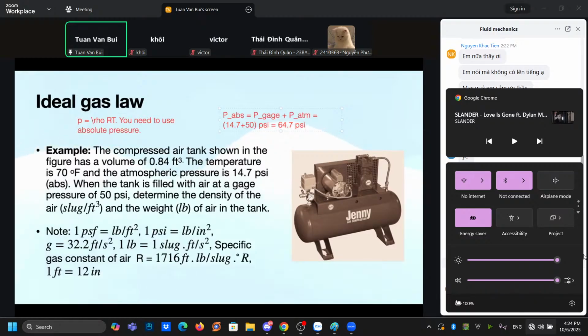So if we want to convert psi to psf, because 1 foot equals 12 inches, it means that 64.7 psi equals 64.7 multiplied by 12 squared, or 12 multiplied by 12. Okay, that is what we need here, psf. We have pound per foot square.